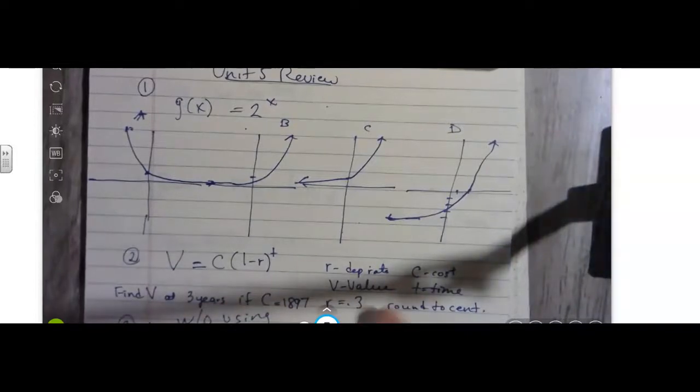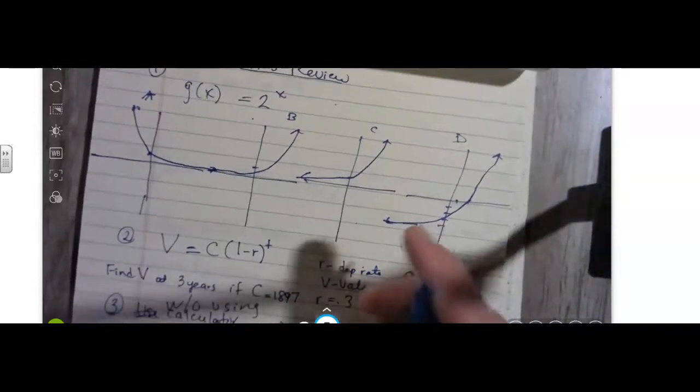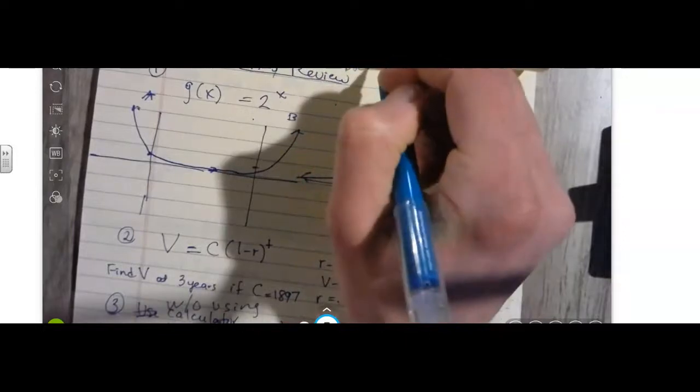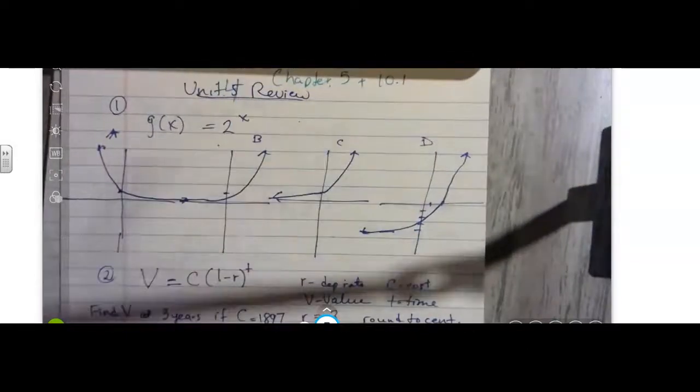This is pretty much a summary of your Unit 4 review. It's kind of Chapter 5 plus 10.1 is what we're going to be doing today in class. So besides Section 10.1, this is Chapter 5, which is the Unit 4 review on your syllabus. So let's get started without any further delay.